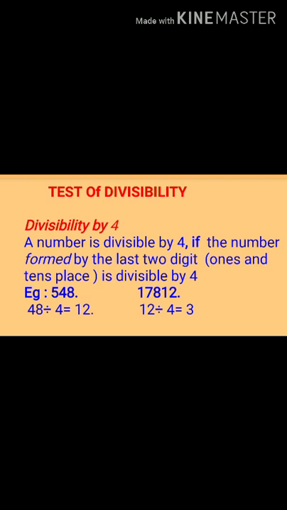Next example, 17,812. The ones and tens place is 12. 12 divided by 4 is equal to 3. So the ones and the tens place is exactly divisible by 4. Therefore, 17,812 is divisible by 4.